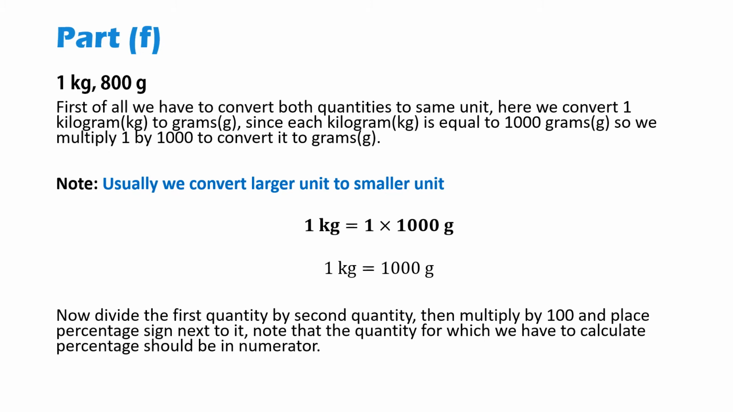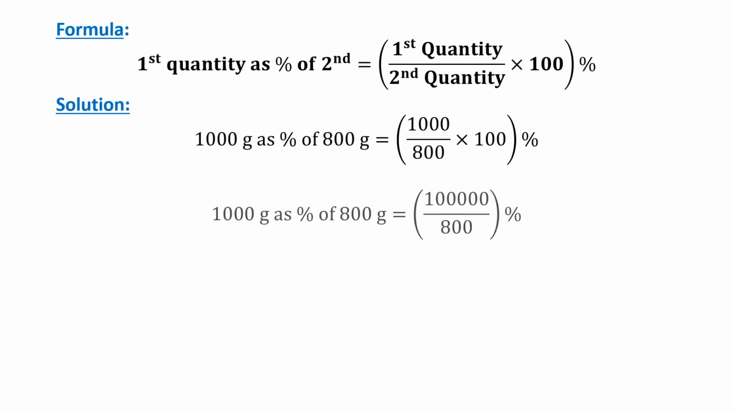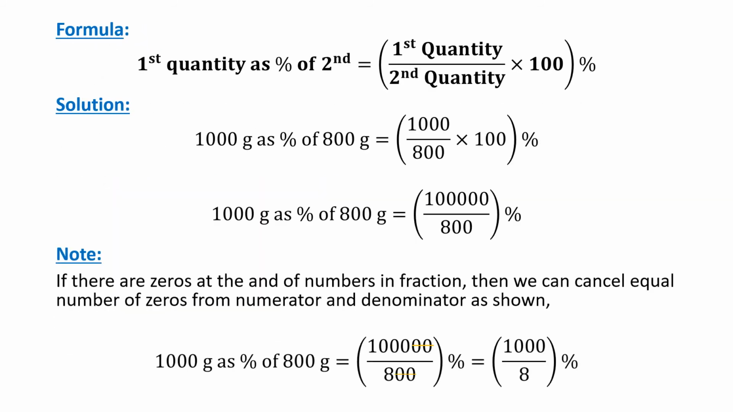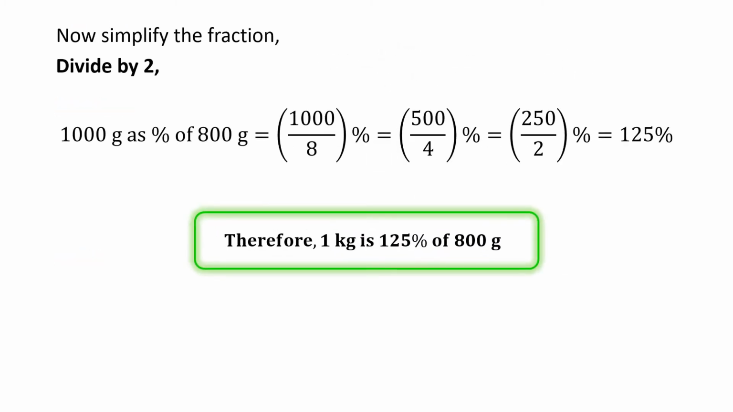Now divide the first quantity by the second quantity, then multiply by 100 and place a percentage sign next to it. Note that the quantity for which we have to calculate the percentage should be in the numerator. Then substitute the values of the first and second quantities in the formula and simplify as shown. After simplification we have 125%, therefore, 1 kilogram is 125% of 800 grams.